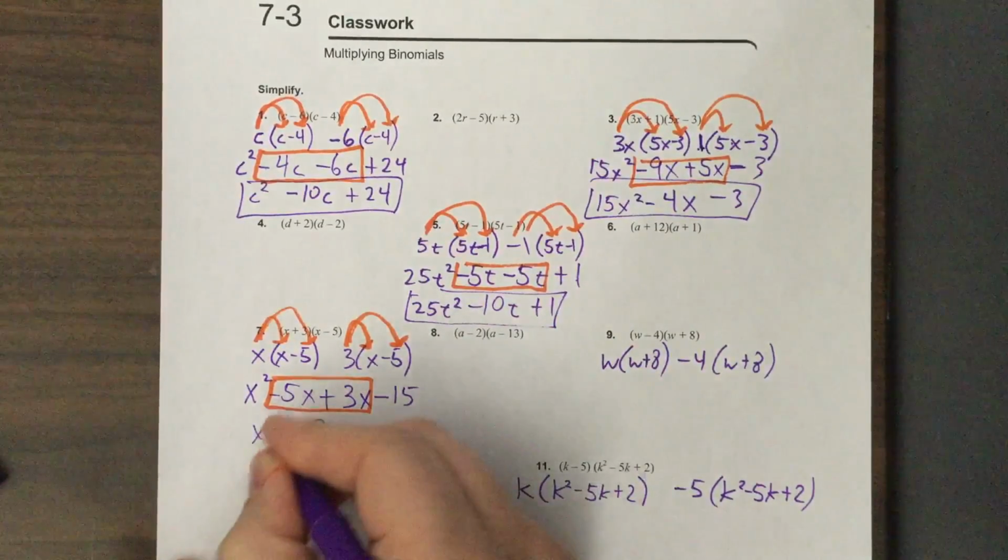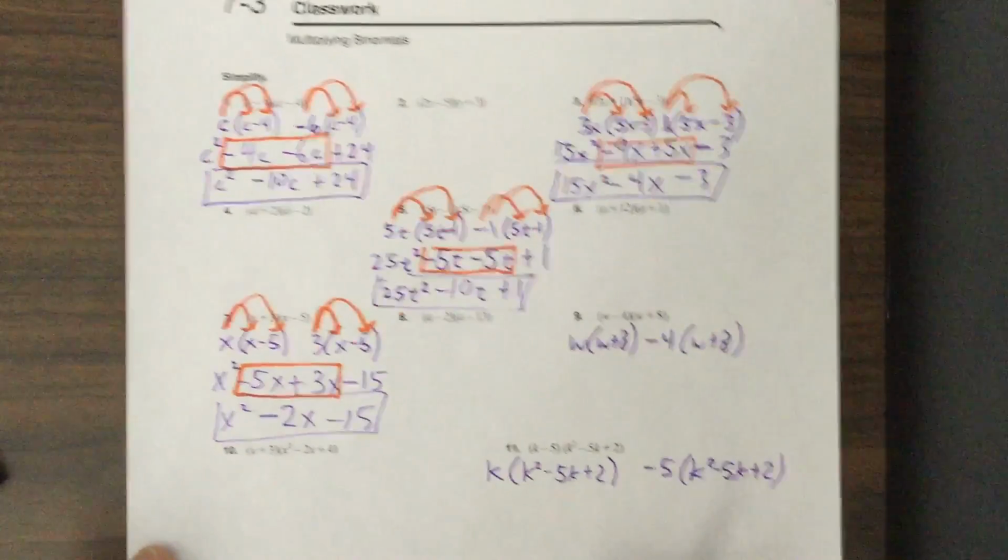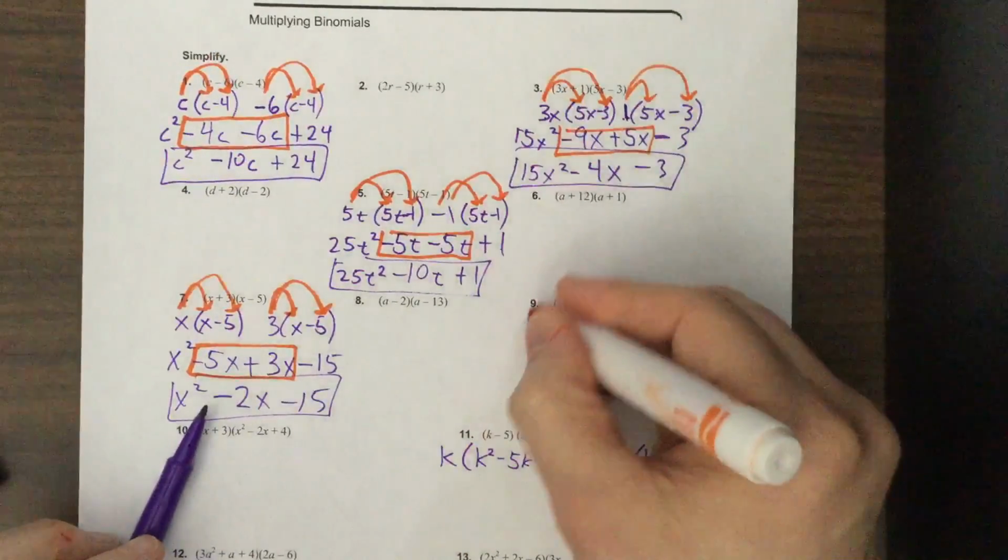My first term is x squared. My last term is minus 15. That's my answer. Number 9, distribute.